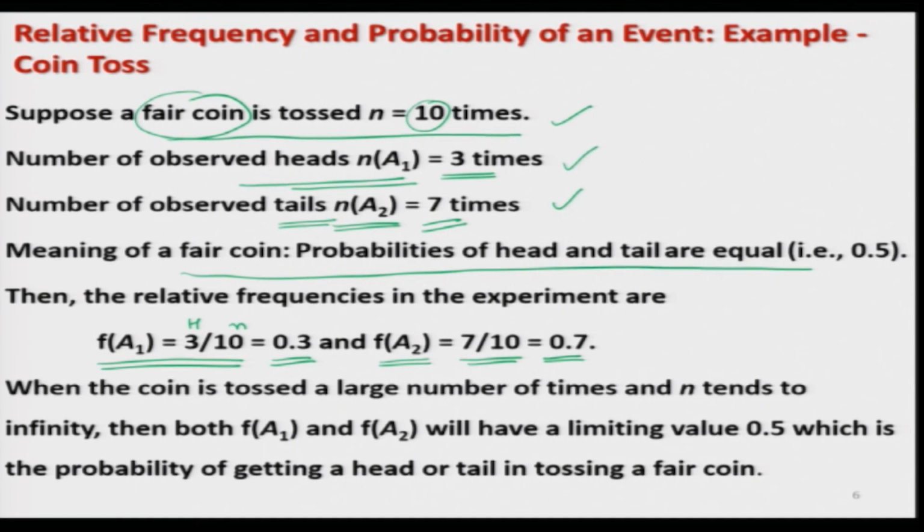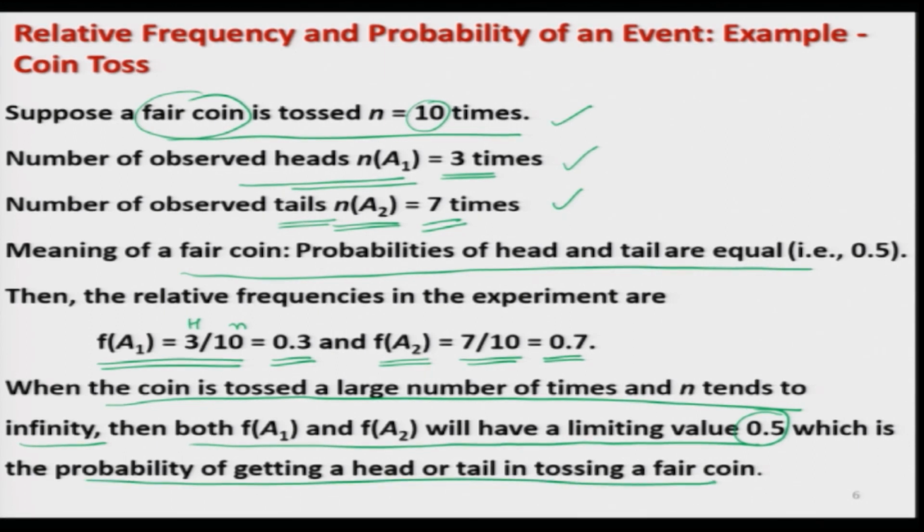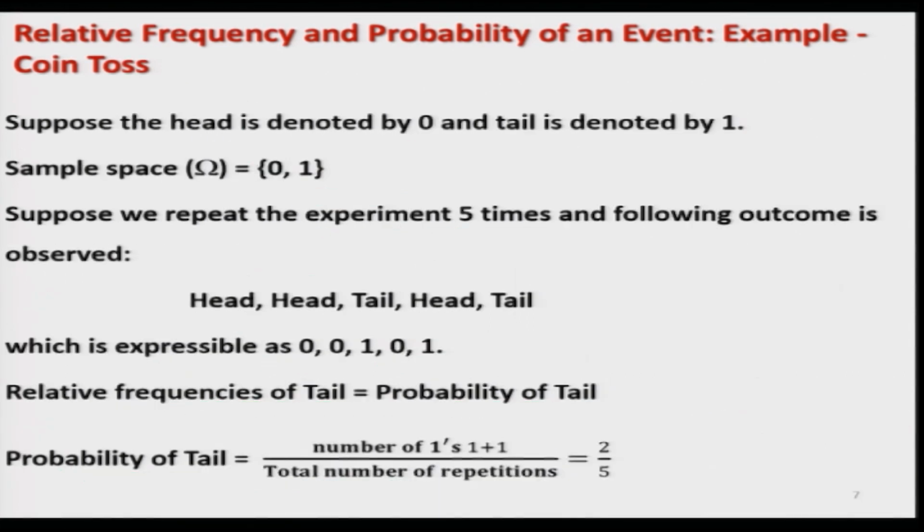But now we have understood the meaning of this. The meaning is that when the coin is tossed a large number of times, and n goes to infinity, then both f of A1 and f of A2 will converge to a value, and this limiting value is going to be 0.5. And this is the probability of getting a head or a tail when we toss a fair coin. This is what we mean.